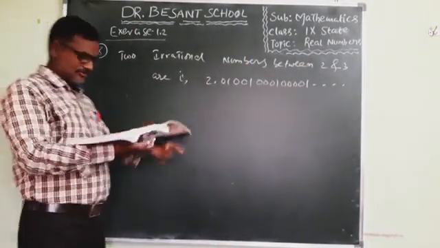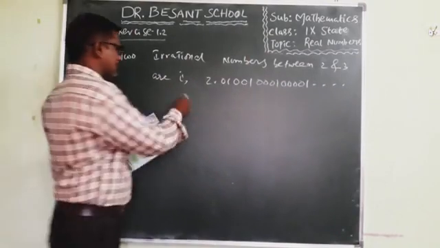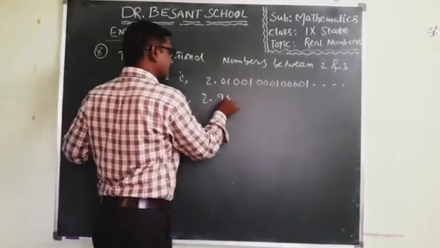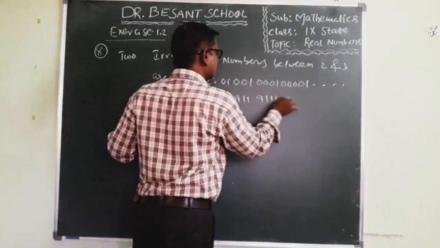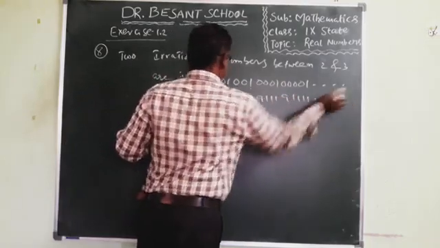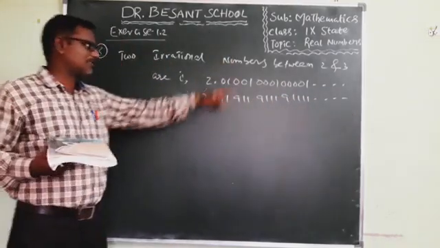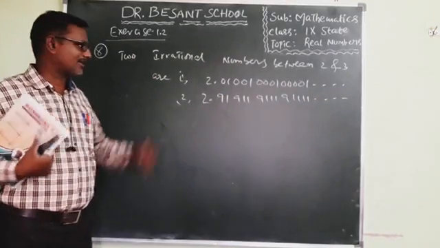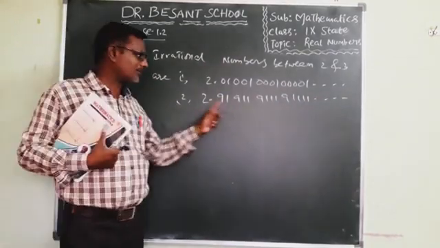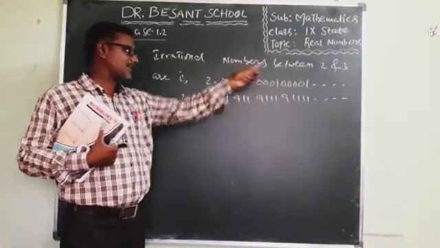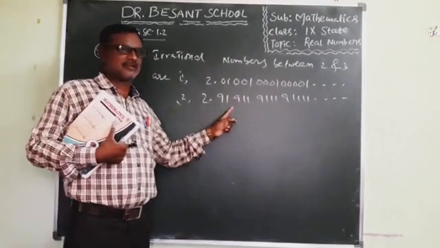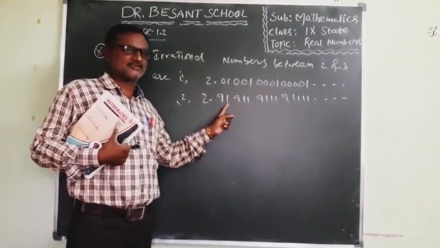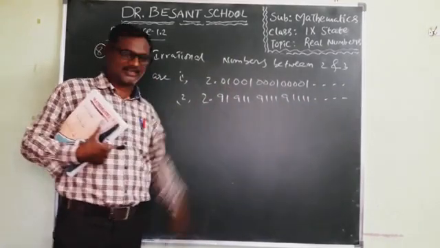Okay children. And we also write one more irrational number. That is 2.91, 911, 9111, 9411, etc., and so on. Once verify, this is also more than 2, less than 3. It is also a non-terminating, non-recurrent decimal. So these are the 2 irrational numbers between 2 and 3.